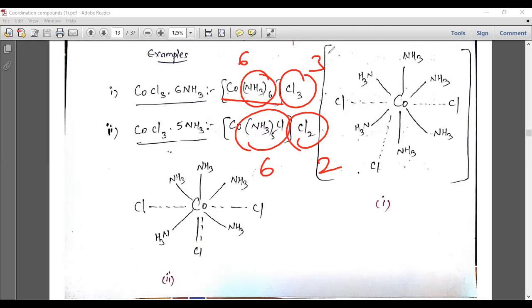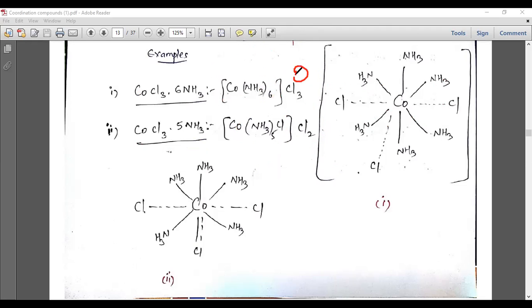So you can take many such examples. The secondary valency will never change, but the primary valency may change. One of the chlorines may interfere in this, so it may form like this. Here the primary valency may change like this: here 3 is there, here 2 is there. That means one of the chlorines is involved in a dative bond. You should understand that. You can take many such examples.